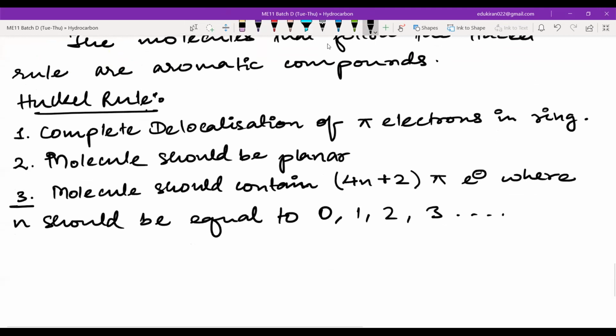So the last statement is generally known as the Huckel rule. So Huckel gave only the third rule, and these major 1, 2 rules were major contributions later on. If a molecule has 4n plus 2 electrons, where n is equal to 0, 1, 2, or 3, then it will be a what? Aromatic molecule. Write this down. Then we will do some examples.